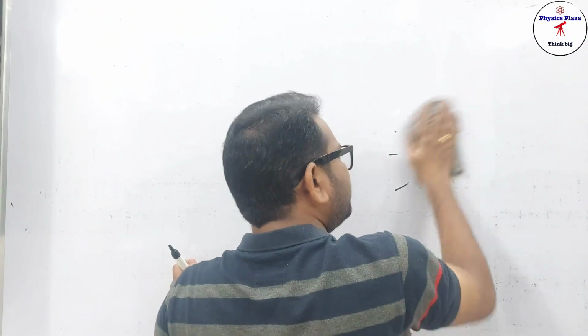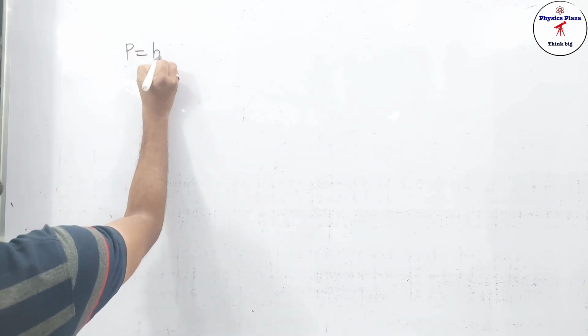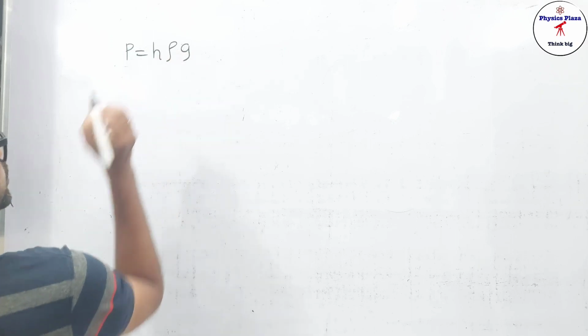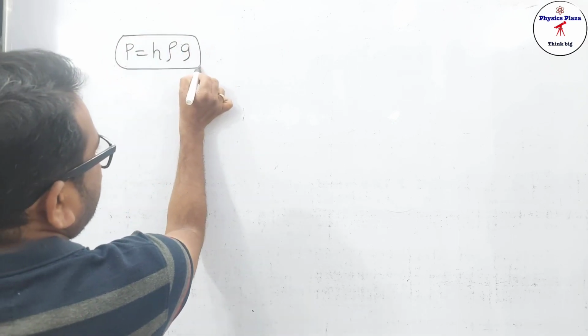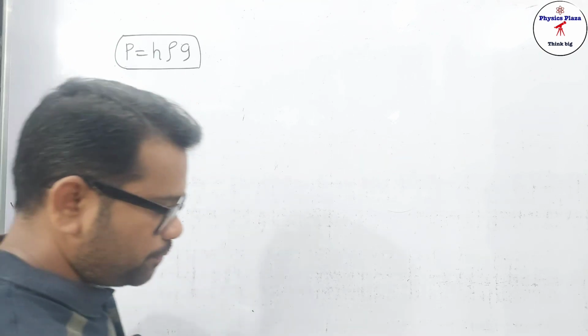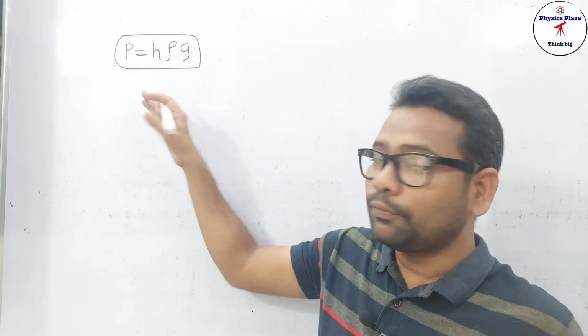Children, this is a very important point. Before that, let us recall one important formula here. What is that? P is equal to H rho G. Children, this we learnt already in a previous class. What is this actually? This is the pressure exerted by the liquid column. Pressure exerted by the fluid column, you can say that, no problem.